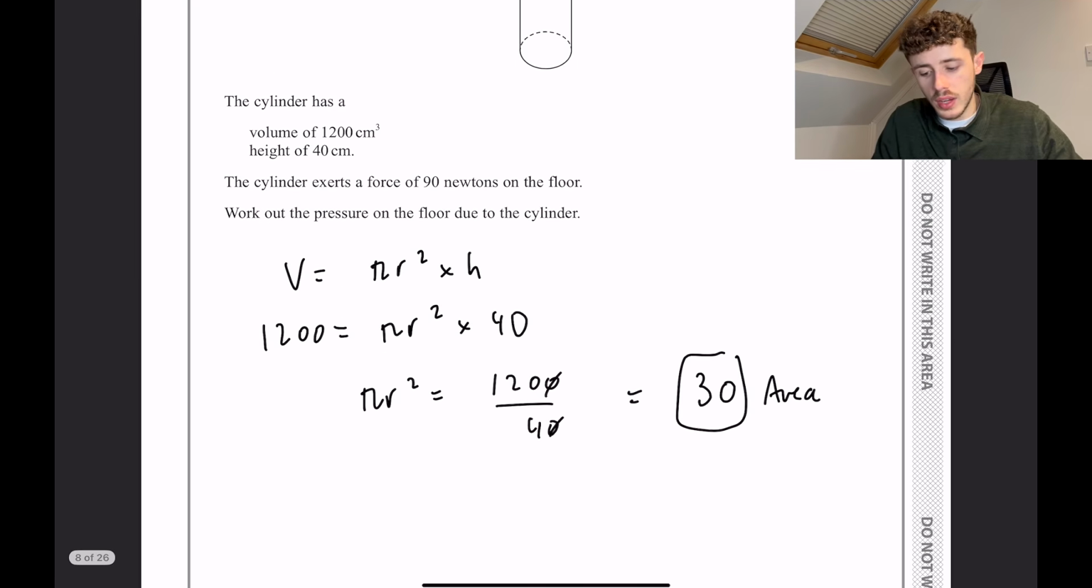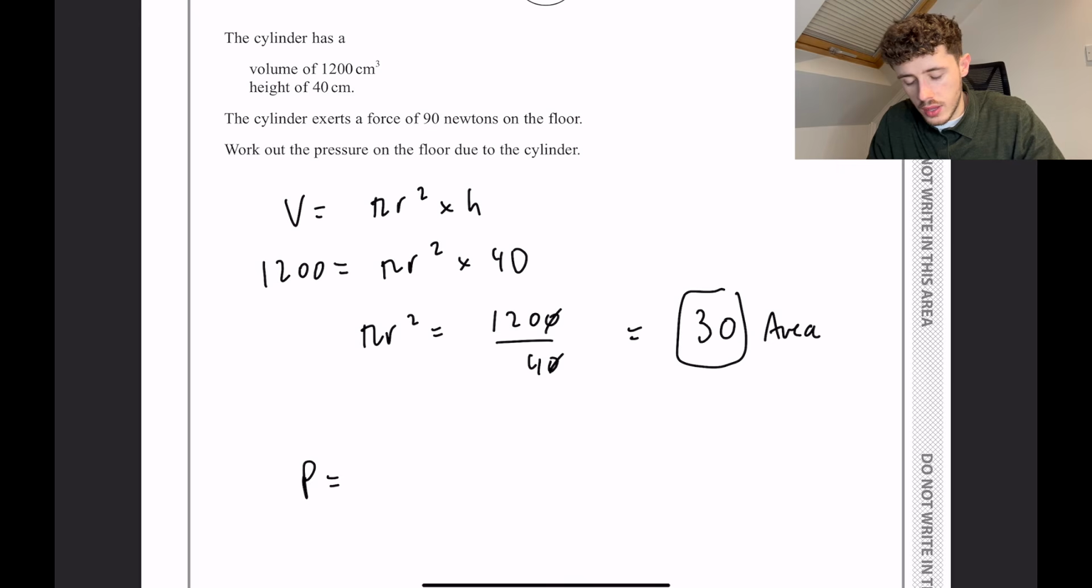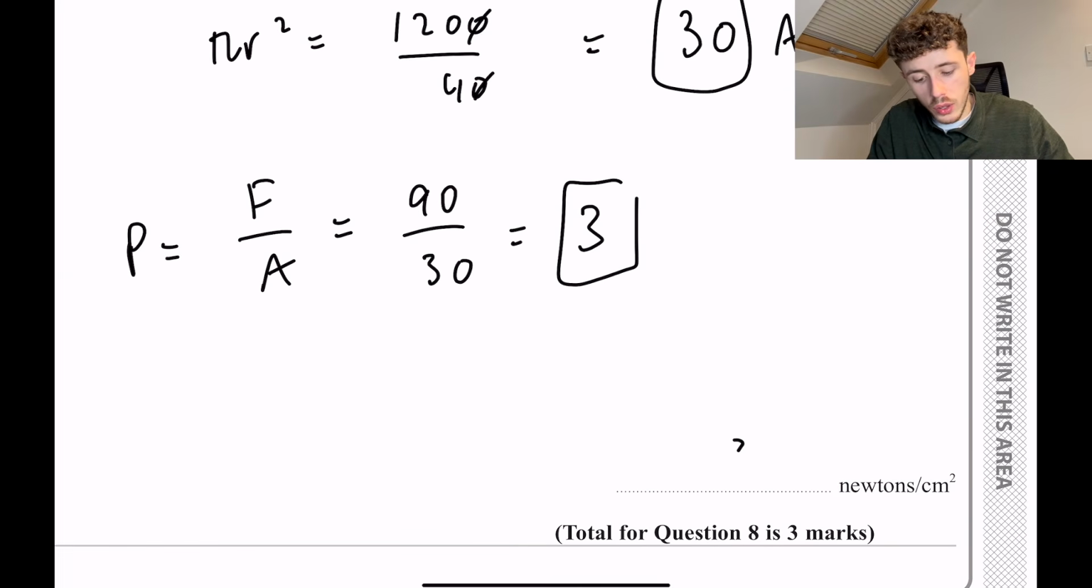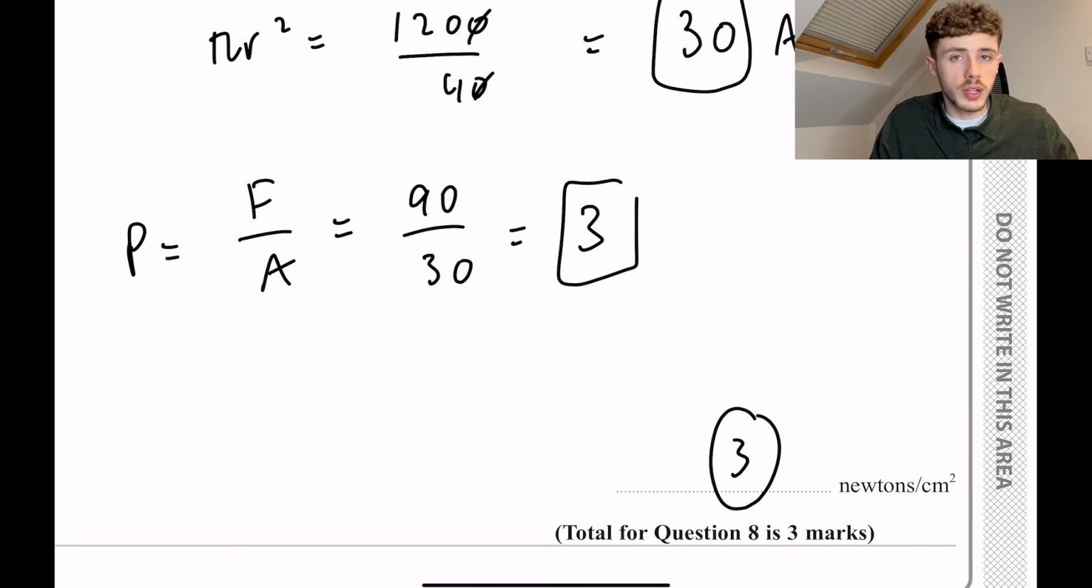Now subbing this into the equation for pressure, that's going to be force over area, which is going to be the same as 90 over 30, and our final answer is going to be 3, and we're also given the units of newtons per centimetre squared.